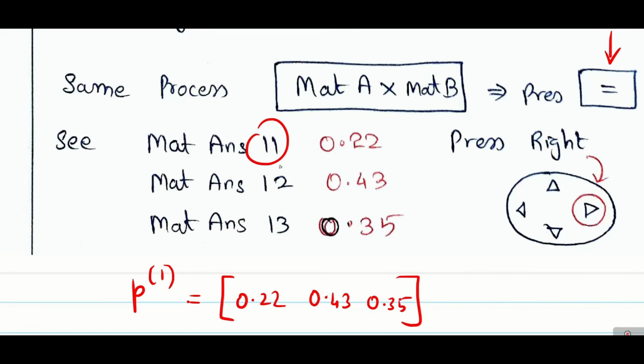And very important, when you press equal to, don't press down button, all this thing, it will confuse you. Okay, in your calculator always press the right button. So first it will give mat 11, then it will give 12, then it will give 13, and you can copy and you can write P1 like this. Similarly, if you want to find P2, how to do this? That's what I'm going to say now.